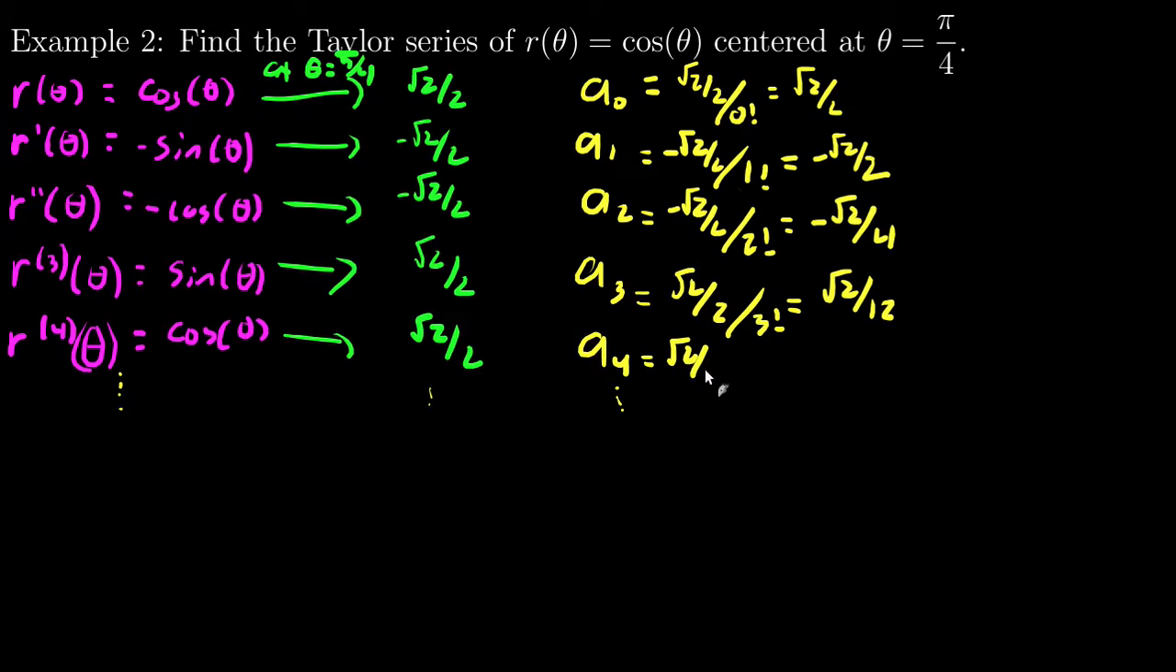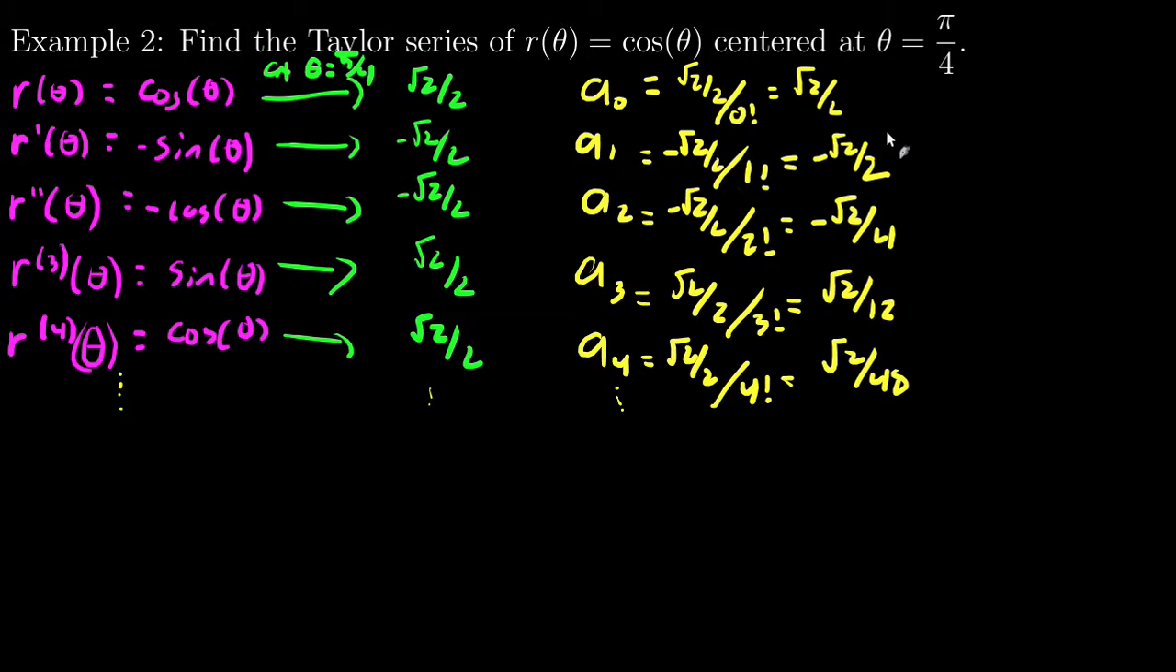And this is root 2 over 2 divided by 4 factorial. 4 factorial is 24, so root 2 over 2 divided by 24 is root 2 over 48, and this continues. So, okay, we're seeing some of a pattern, but it's hard to pick up on what's going on. So let's see if we can see what's happening here.